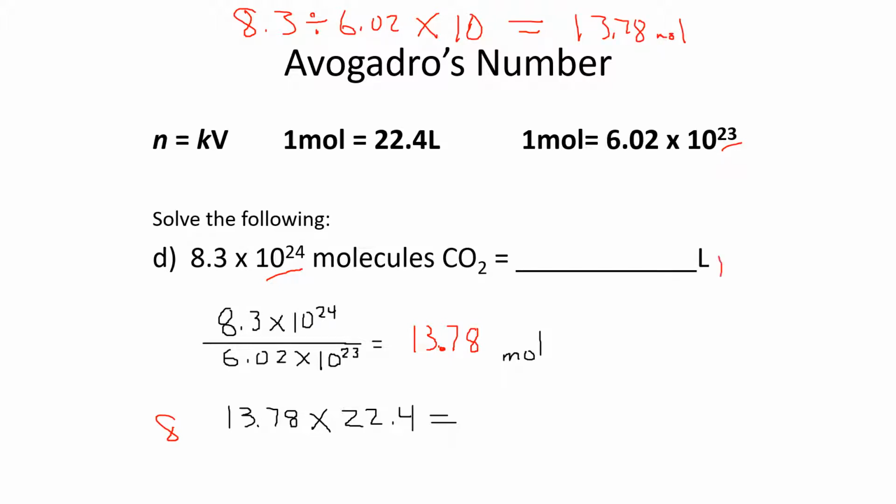But we're not done, right? We want liters. So get your moles, multiply by Avogadro's number. So 309 liters. Yeah, I probably rounded.